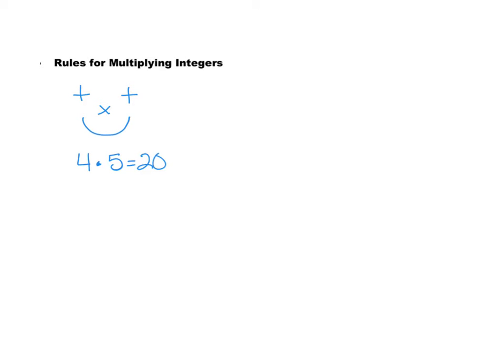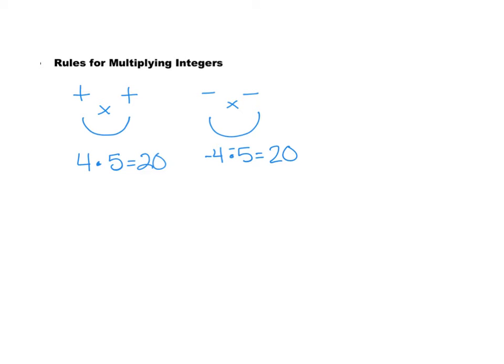When we're multiplying a negative times a negative, he's also going to be happy there too. It's positive. Look at how cute he looks. So if I have a negative 4 times a negative 5, that's also going to be a positive answer, which is equal to positive 20.